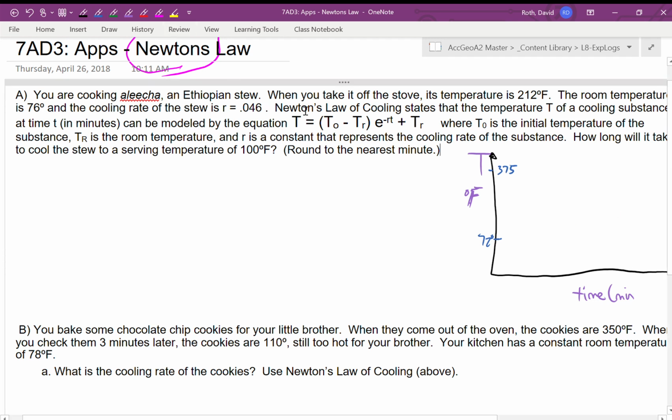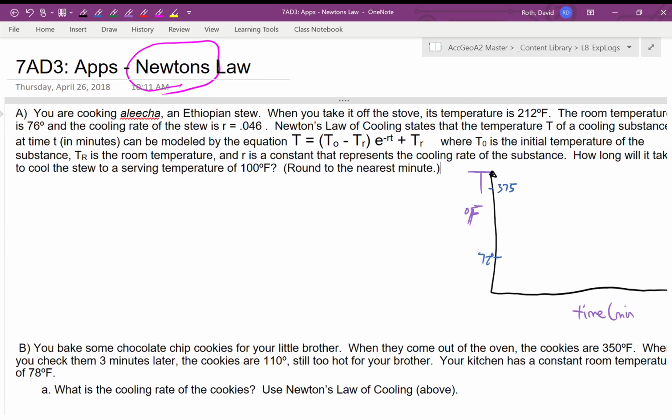Now, if you think about this, what is good old Isaac Newton saying it is? E to the negative RT. Well, let's think about this. It looks like an exponential because there's an RT thing here.